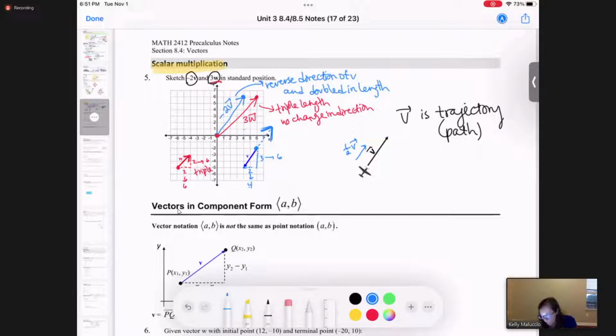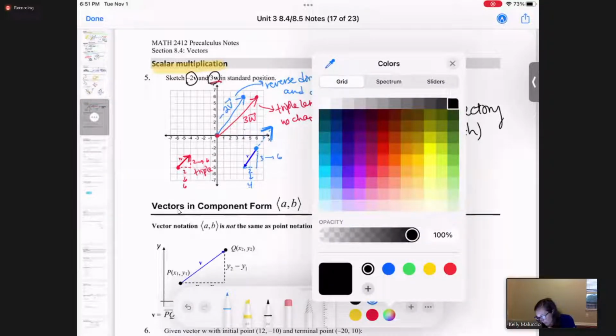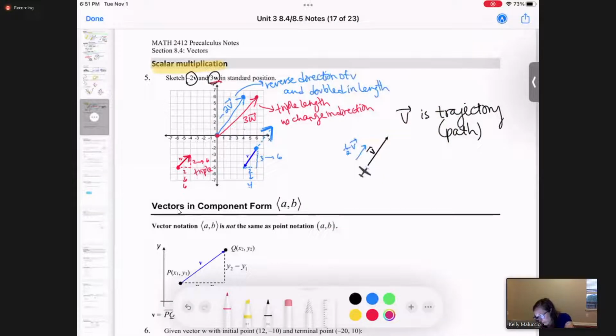And then the last thing would be if I wanted to double it. So, okay, say maybe it would look something like this. So you can also double it. So this goes twice as far as v, but same direction.